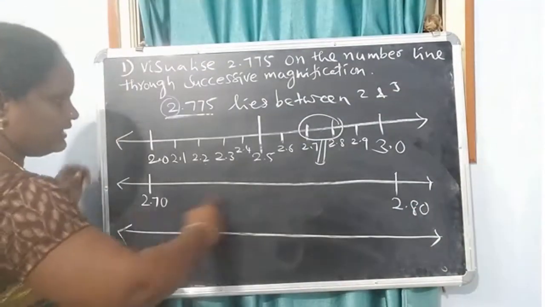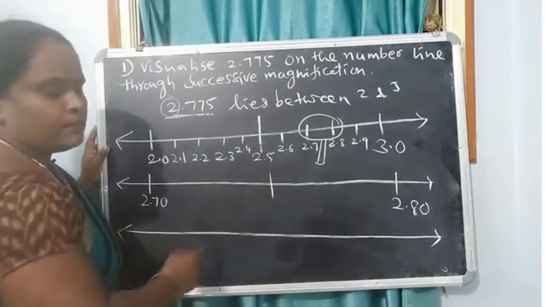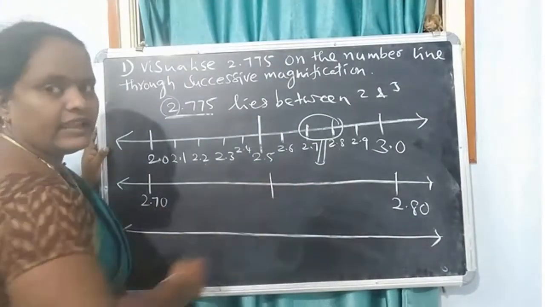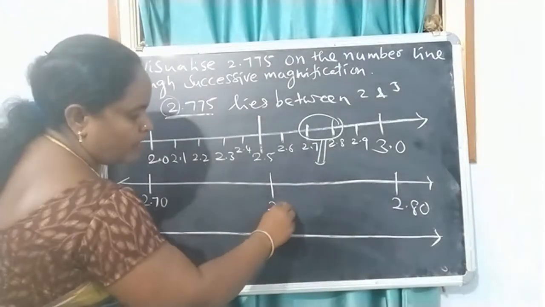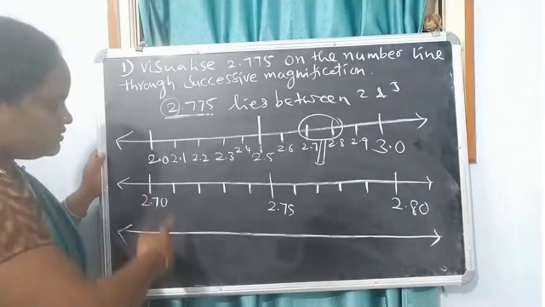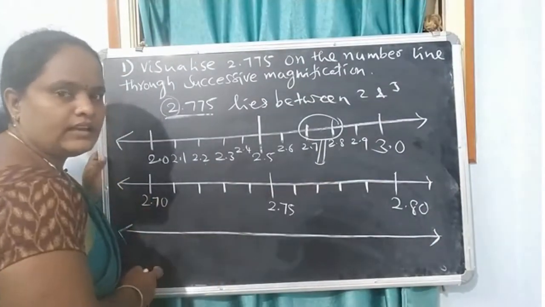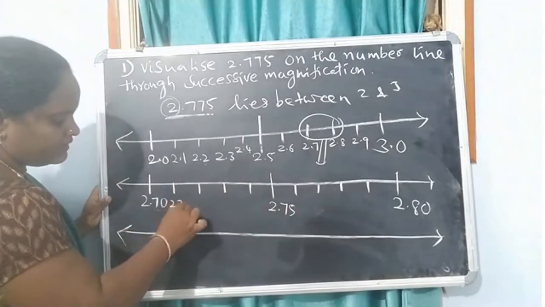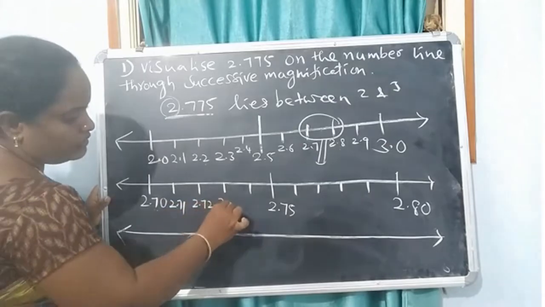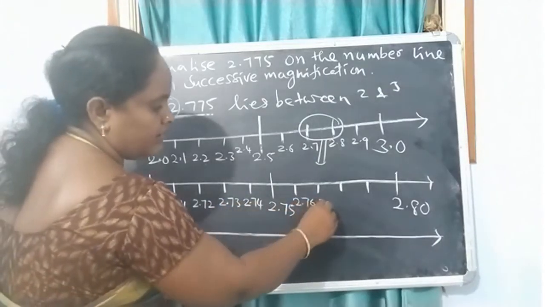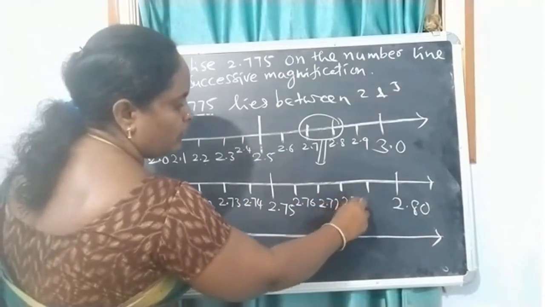Now once again, let me divide this portion into 10 equal parts. In the middle of 2.70 and 2.80, that is 70 and 80, the middle is 75, so 2.75. So this side 5 equal portions, the other side 5 equal portions. So I have divided the number line into 10 equal portions. Now let me write 70, 80. In between, 71, that is 2.71, 2.72, 2.73, 2.74, 2.75. Like this, I can write up to 2.79.